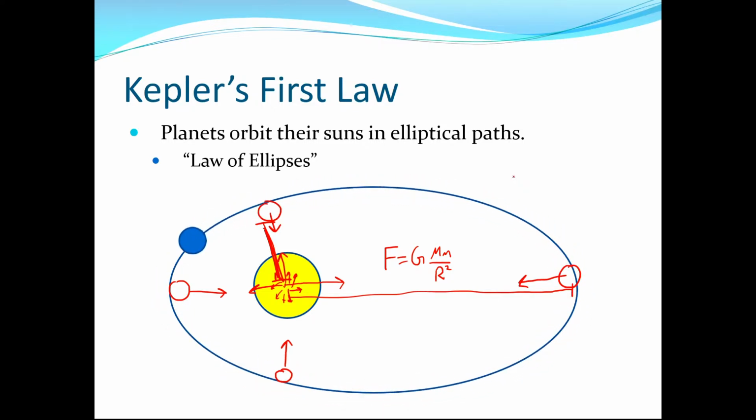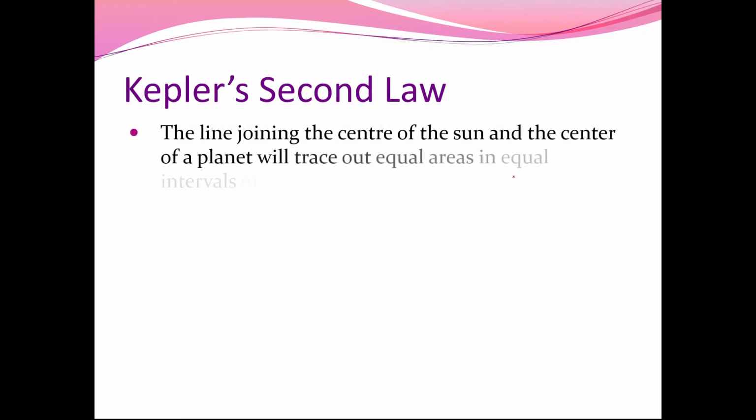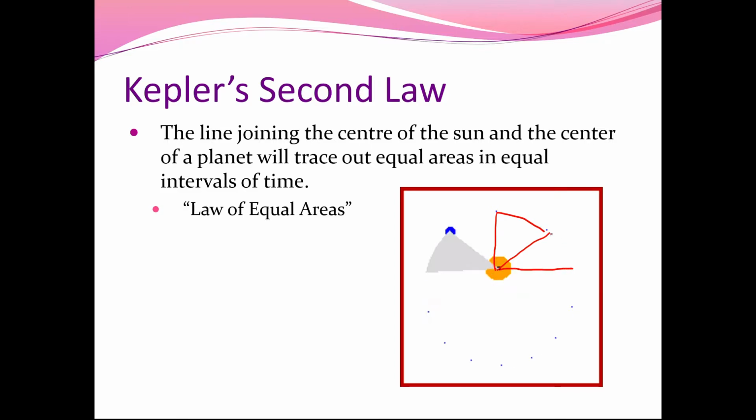Okay? Now, Kepler's second law is that the line joining the center of the sun and the center of the planet will trace out equal areas in equal intervals of time. This is what we call the law of equal areas. So here's an animation for you guys to observe: as long as each of these time intervals is the same, if I trace out an equivalent time interval like there, area 1 and area 2 are equal. Area 1 equals area 2.